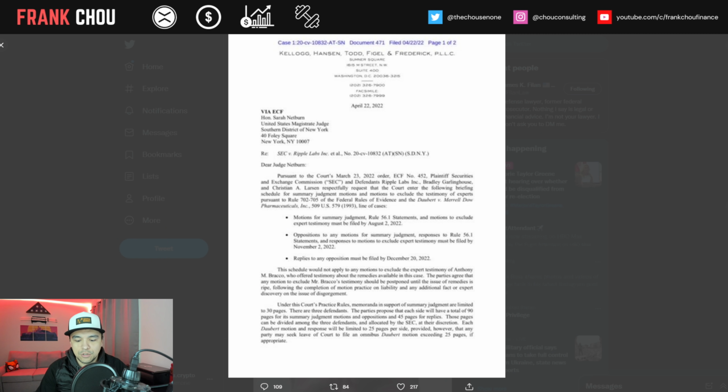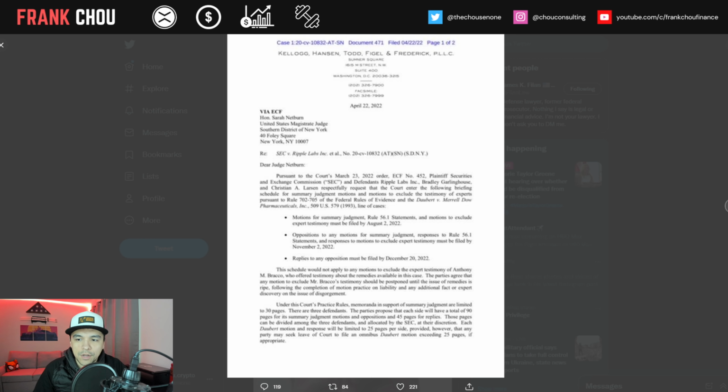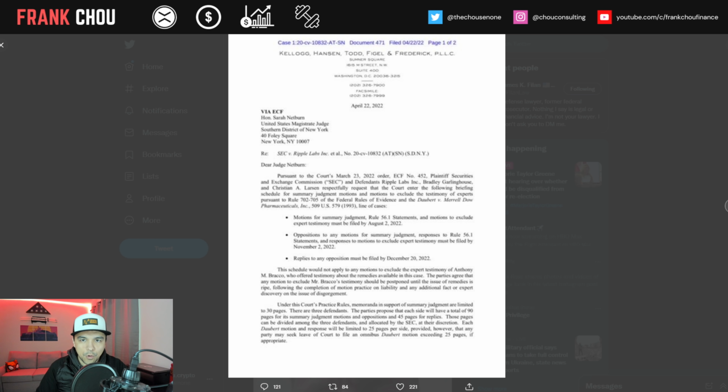This is addressed to Judge Netburn, and you can see it is signed by Mark Sylvester, who we've seen on all these letters representing the SEC, Michael Kellogg, who is representing Ripple, the company, Matthew Solomon for Brad Garlinghouse, and of course, Martin Flumenbaum representing Christian Larson. So here we go. This is the scheduling order. Again, as was ordered to them to provide this to the court.